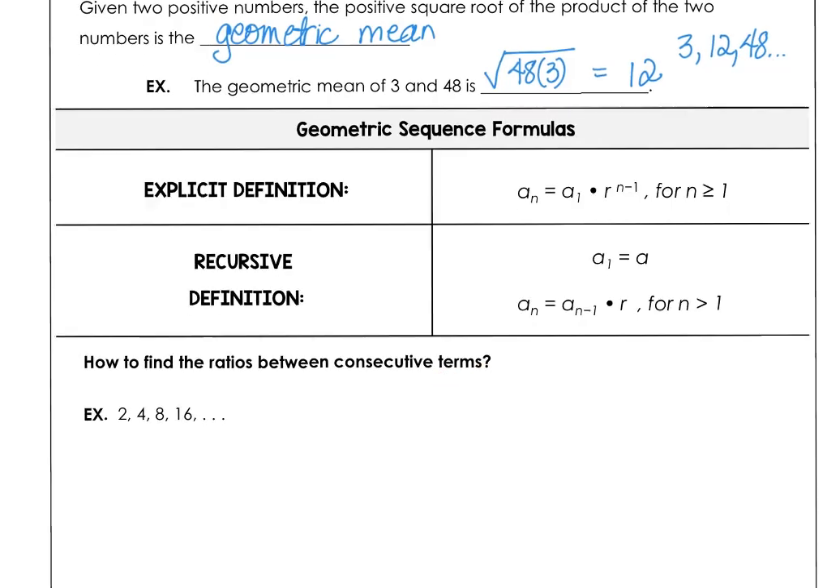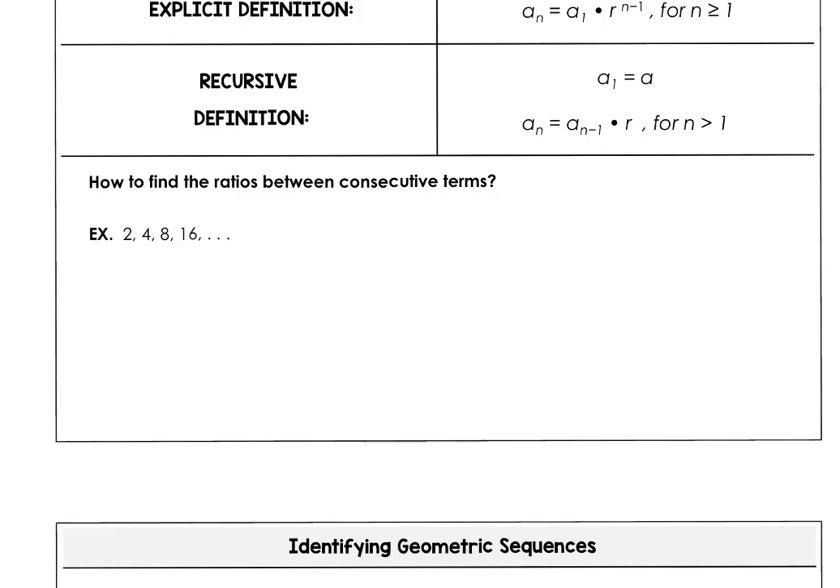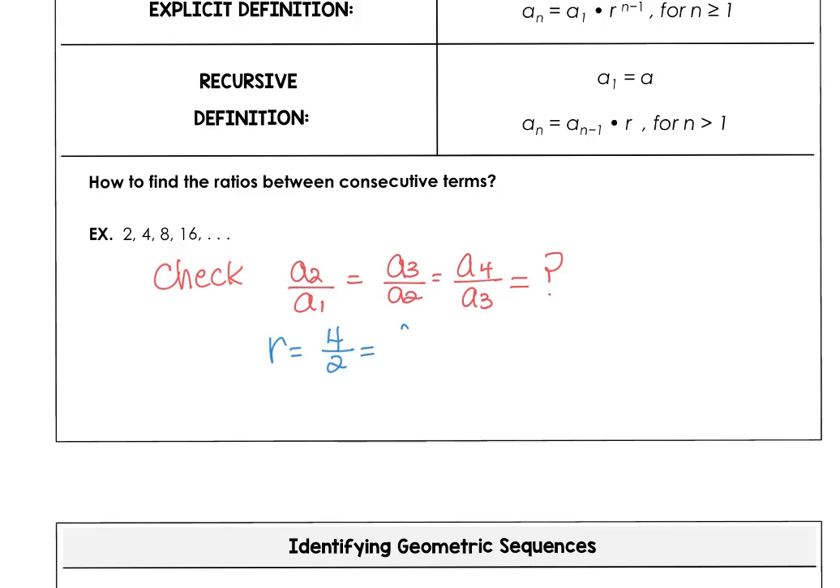Well, that's pretty straightforward. We want to check on the ratio between each term. So if we check 4 divided by 2, that's the second term divided by the first term, and then the third term divided by the second term, and continue on in that manner, what we're looking for is to see if they're all the same. And in this case, that common ratio, 4 divided by 2, 8 divided by 4, 16 divided by 8, all tells us that the common ratio in this particular sequence is 2.